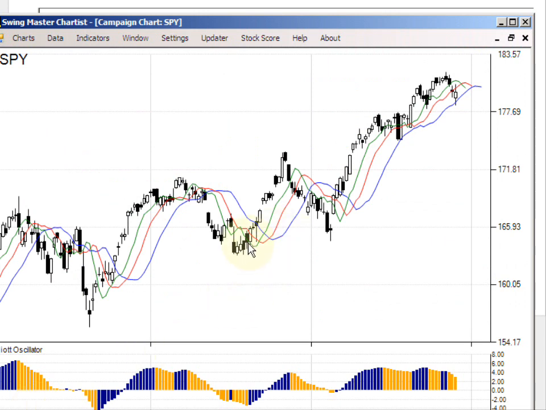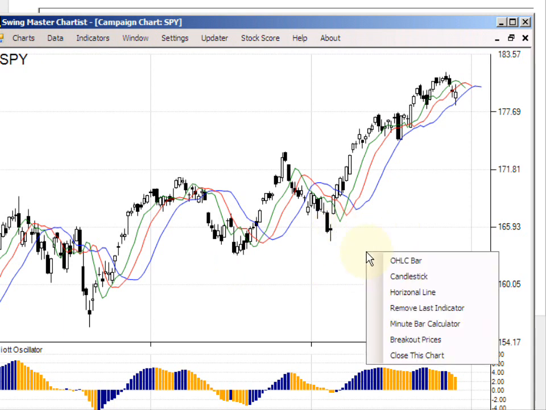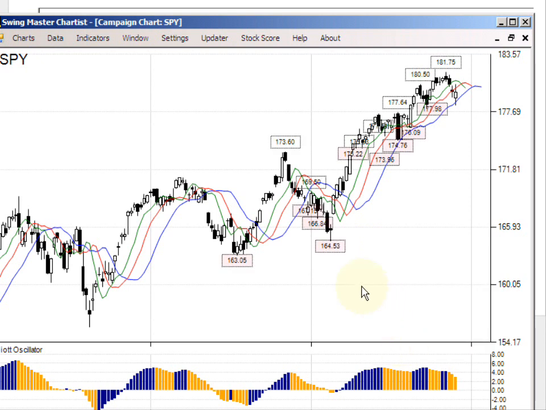Now we can look at other examples here also. And this is a campaign chart, and just to assist you in implementing the system, if you right click, you can put in the breakout prices so you don't have to go searching for them. They're tinted slightly red if they're bearish and slightly green if they're bullish.